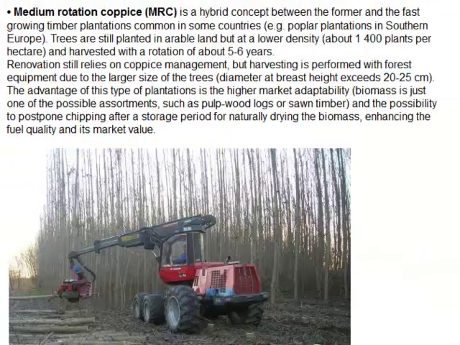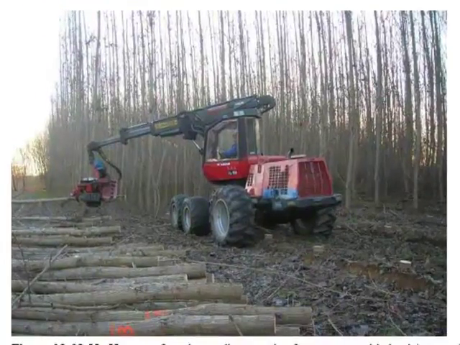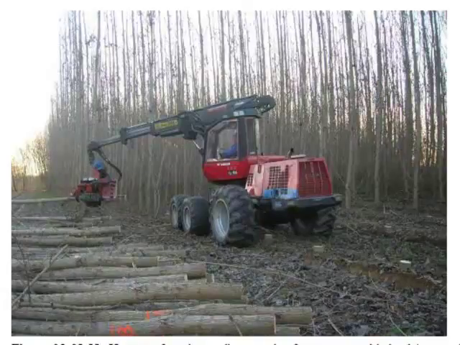As a contrast, medium rotation coppice allows the trees to grow for a longer time, so that their diameter may be like 10 to 20 or 25 centimeters. That means that the harvesting machine must be more of a forest harvester than an agricultural harvester. So the machinery and the mechanization used in this type of agricultural lignocellulose plantations resembles more that of normal forestry than of agriculture.